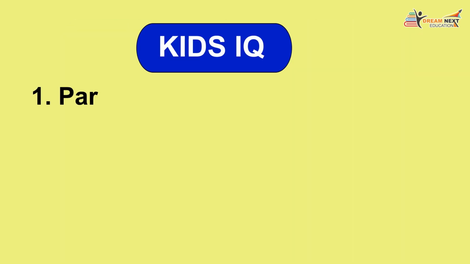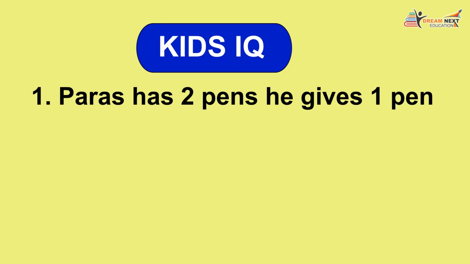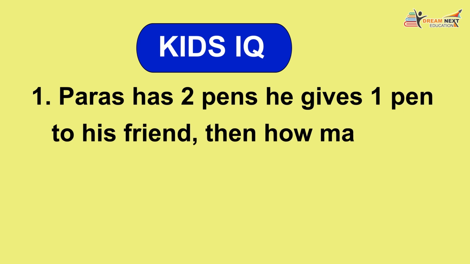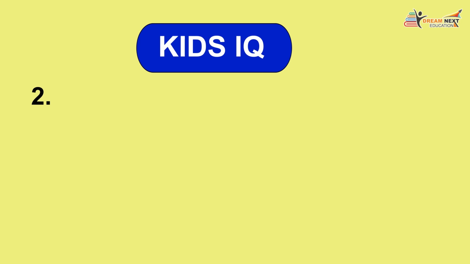Kids IQ. 1. Paras has 2 pens. He gives 1 pen to his friend. Then how many pens does he have now? 2.